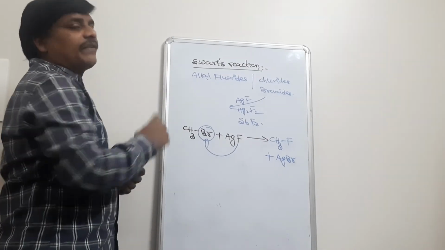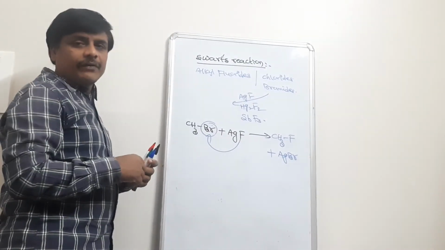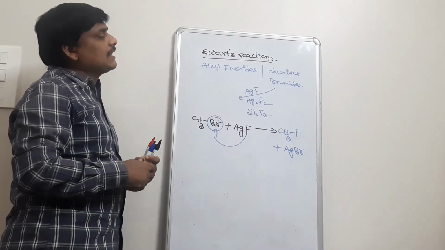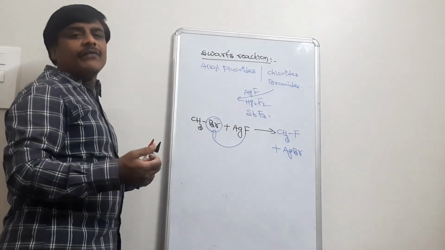So these are the different methods for the preparation of alkyl halides or haloalkanes. In the next class we will discuss the preparation of aryl halides.